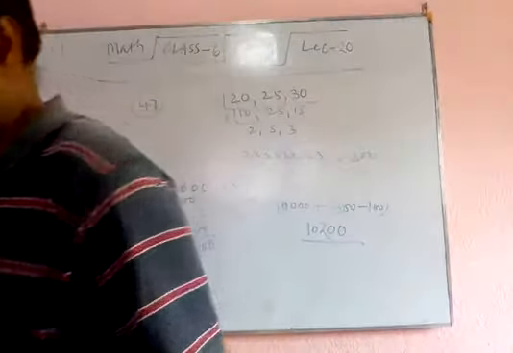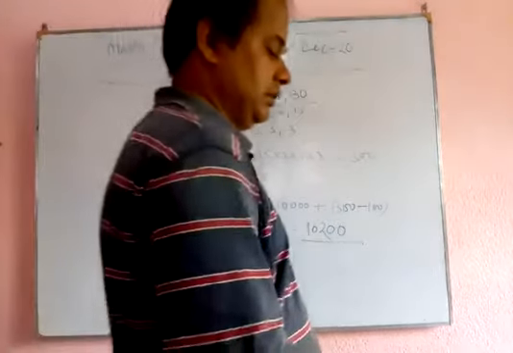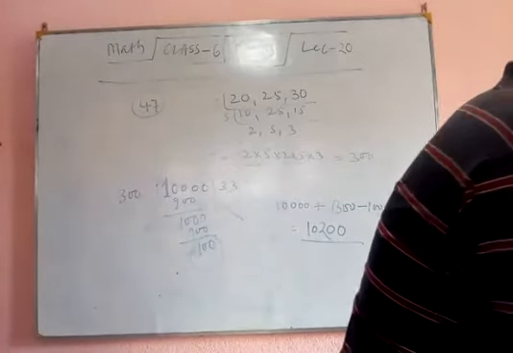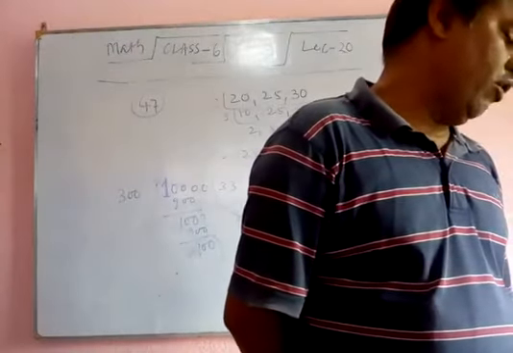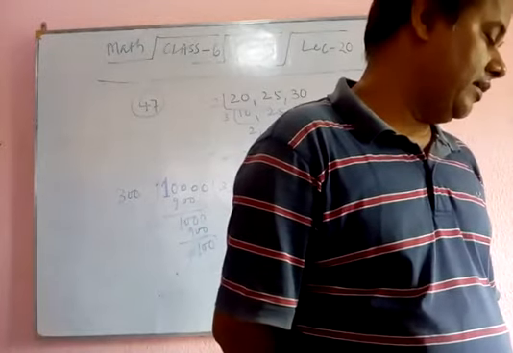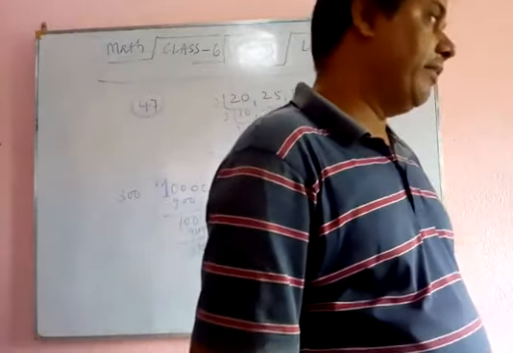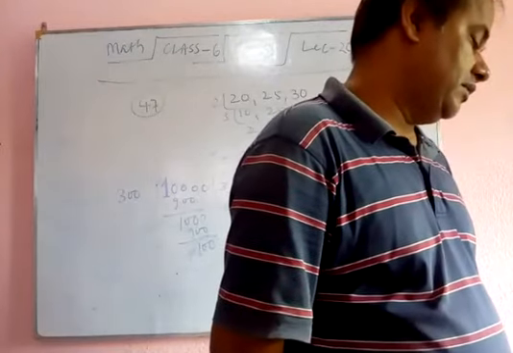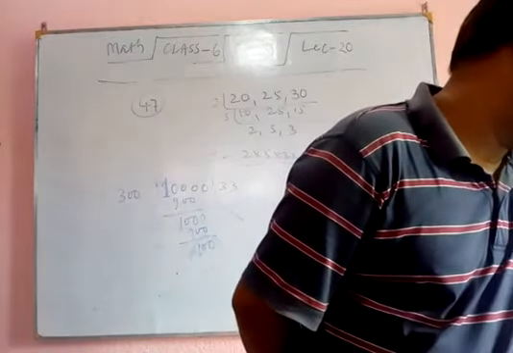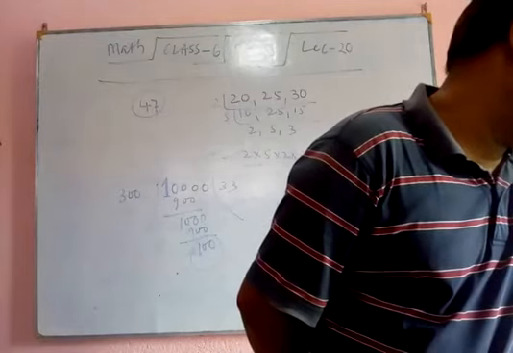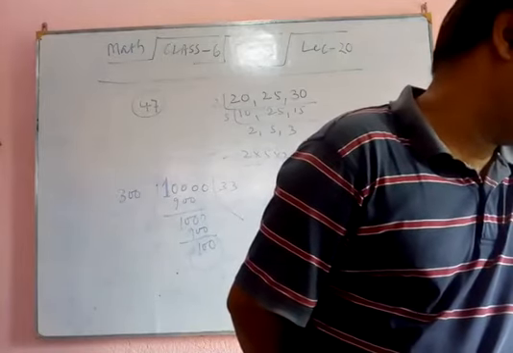To sum up, facts about factors and multiples. A factor of a number is an exact divisor of that number. Second, every number is a factor of itself. Third, one is a factor of every number. Next, a factor of a given number is smaller than or equal to that number. Next, every number is a multiple of each of its factors. Every number is a multiple of itself.